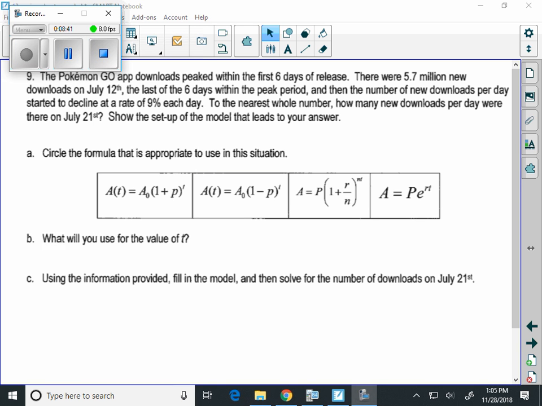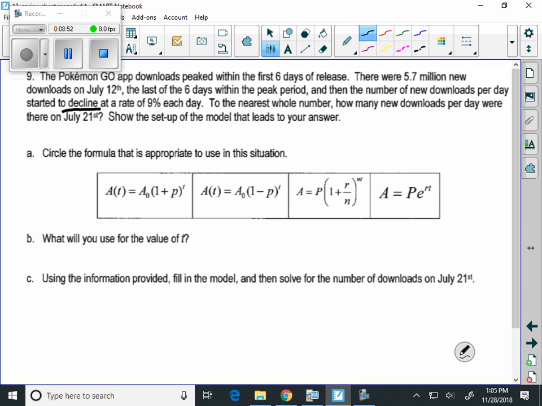And first of all, we have to pick which model we're going to use in the first place. And that means that when we go back in the problem, we look for the key word in here. And the key word to me is decline. So decline means that we're going to be using this formula right here. And now what we want to figure out is, well, what are we going to use for the value of t? Well, we're looking from July 12 to July 21. So we're going to take 21 minus 12, and when we subtract those, we find out the value of t is going to be 9.